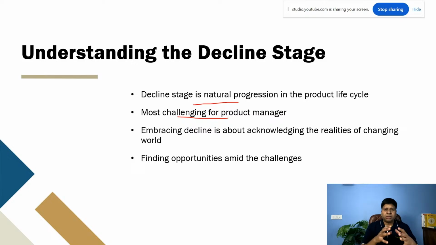So now we need to discuss whether we really are in the declining phase. Most of the time we are in the declining phase, but people are trying to fix things, thinking that we are still at the maturity phase. So we need to understand these dynamics. Embracing decline is about acknowledging the realities of a changing world. The world is changing, and too fast.